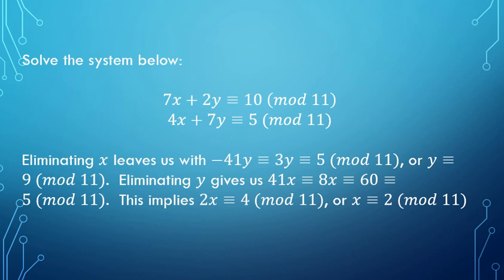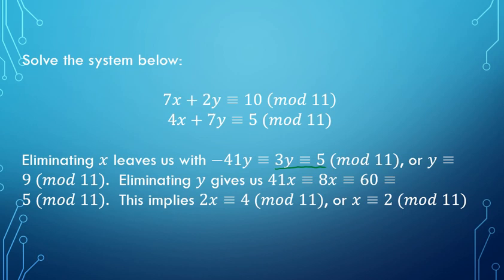And then I have the 4 times the 10, which is 40, minus the 7 times the 5, which is 35, and 40 minus 35 is 5. So I'm down to the linear congruence 3y is congruent to 5, mod 11. If you multiply both sides by 4 and simplify, you find that y is congruent to 9.